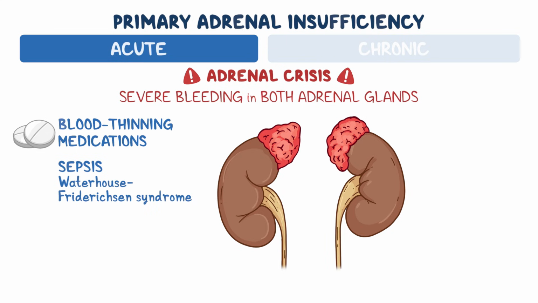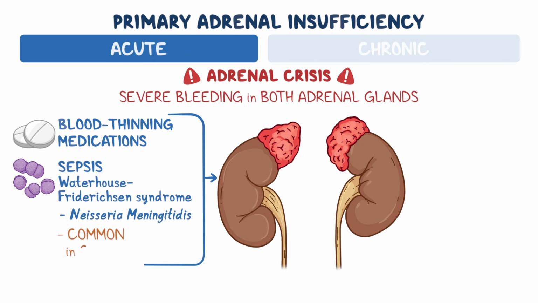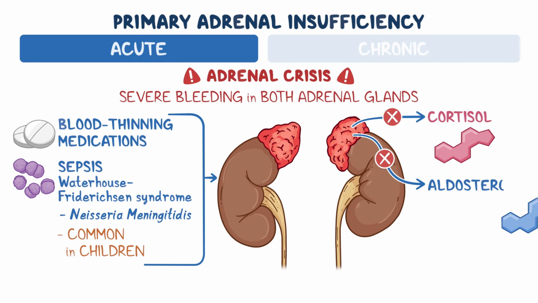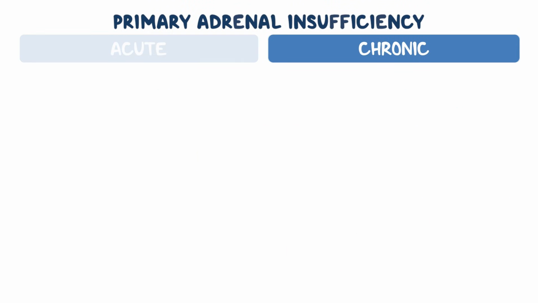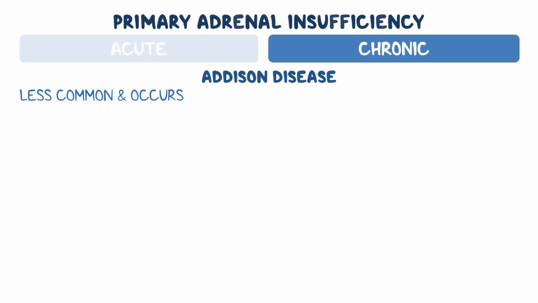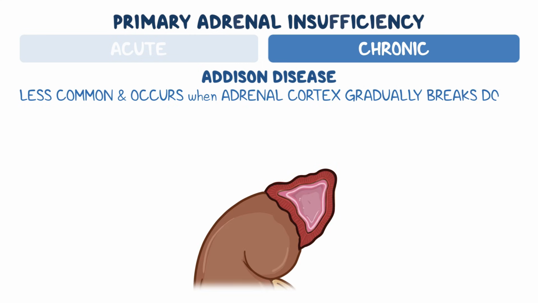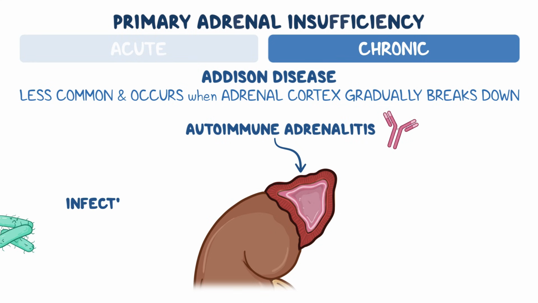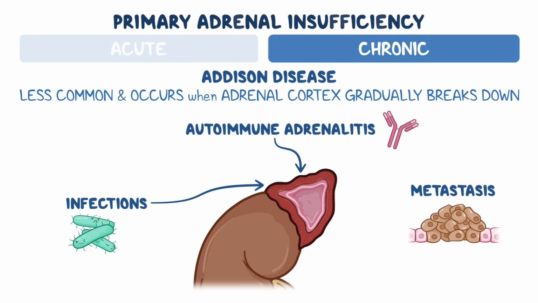Most commonly, this syndrome occurs due to Neisseria meningitidis infection and is more frequent in children. Regardless of the cause, when bleeding damages adrenal tissue, it disrupts the production of cortisol and aldosterone. On the flip side, chronic adrenal insufficiency, also known as Addison disease, is less common and occurs when the adrenal cortex gradually breaks down. This can result from autoimmune adrenalitis, infections, or metastasis.